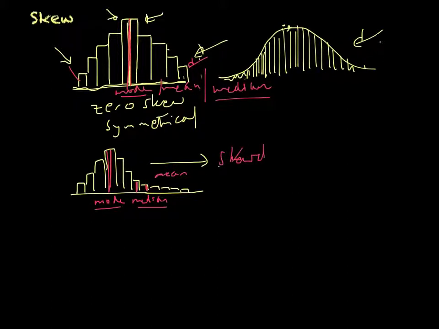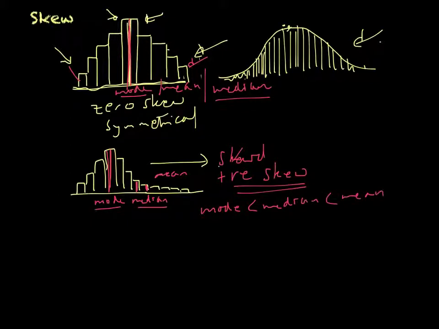So it's going to be skewed in the direction of the positive axis. So this is positive skew, you see? Positive skew is when the mode is less than the median, which is less than the mean.